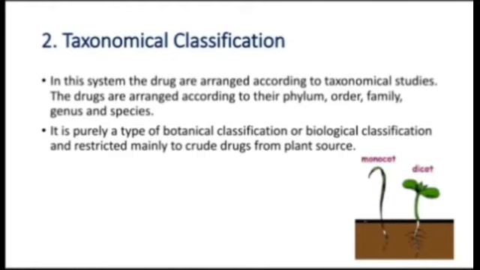Taxonomical classification. In this system, the drugs are arranged according to taxonomical studies. The drugs are arranged according to their phylum, order, family, genus and species. It is purely a type of botanical or biological classification and restricted mainly to crude drugs from plant sources.